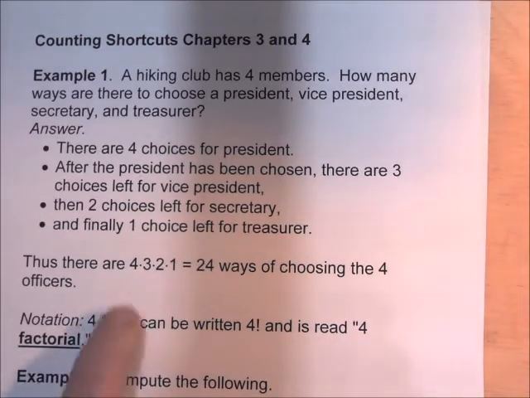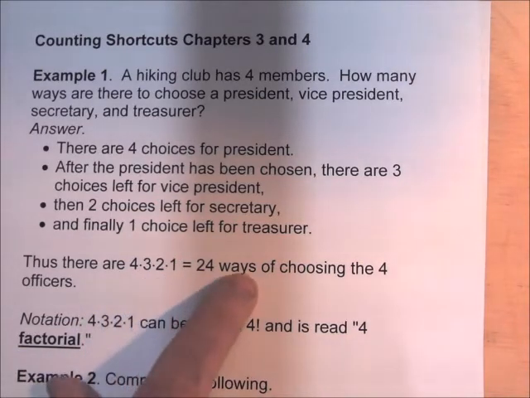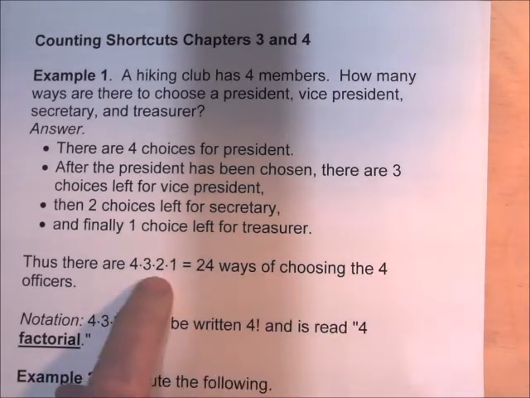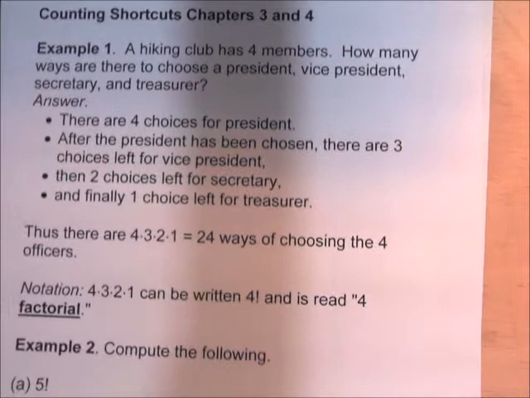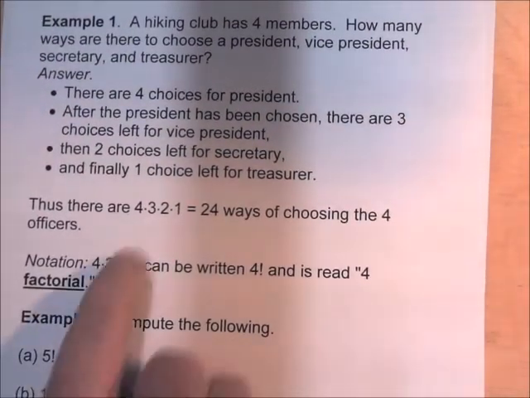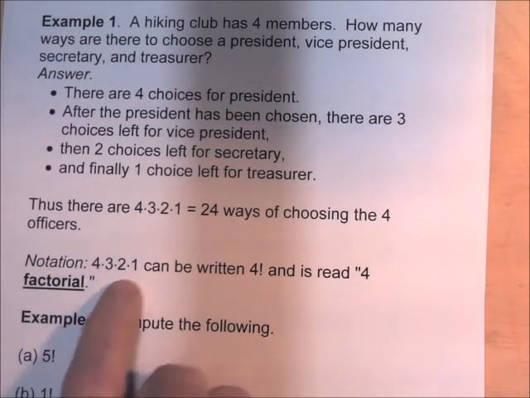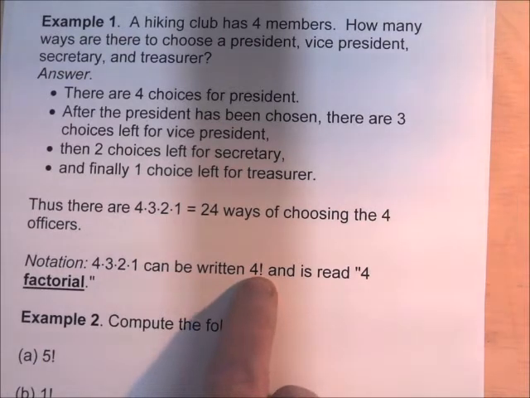So altogether, there's 4 times 3 times 2 times 1, or 24 ways of choosing the 4 officers. 4 times 3 is 12, times 2 is 24, times 1 is 24. There's a notation for this expression, 4 times 3 times 2 times 1. It's 4 with an exclamation point afterward, and it's read 4 factorial.